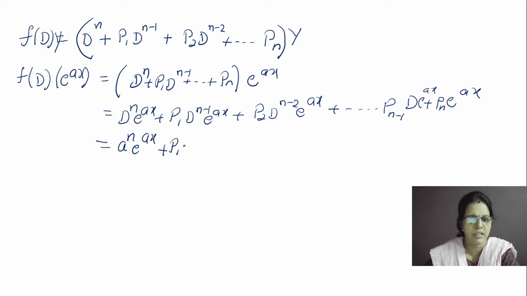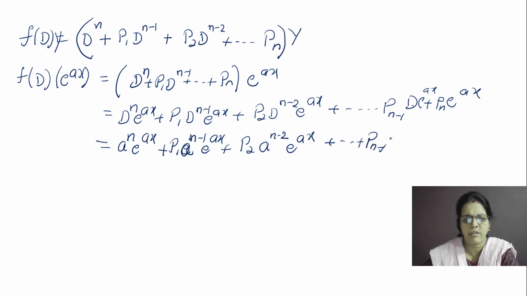And the n minus 1th derivative is similarly a power n minus 1 into e power ax, plus the n minus 2th derivative is a power n minus 2 e power ax, plus etc., plus p(n-1) into the first derivative of e power ax, which is a e power ax, plus the last term as it is, pn into e power ax. So now you can see that in all the terms e power ax is common.